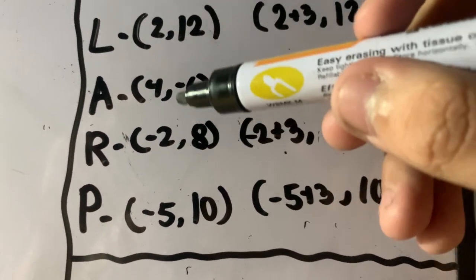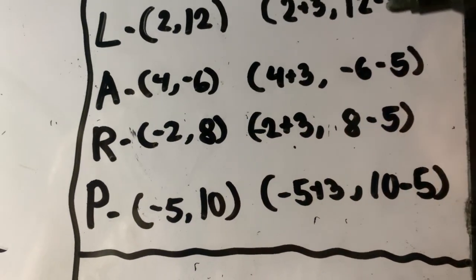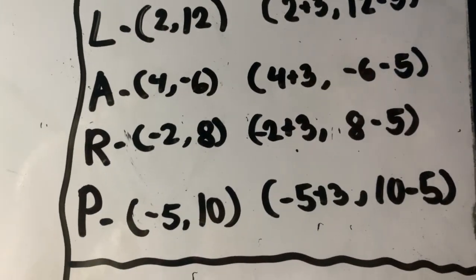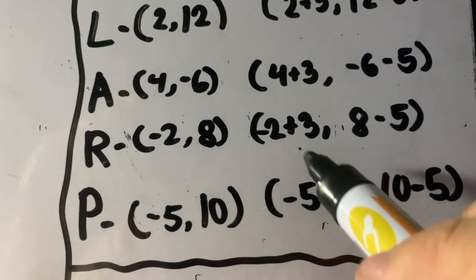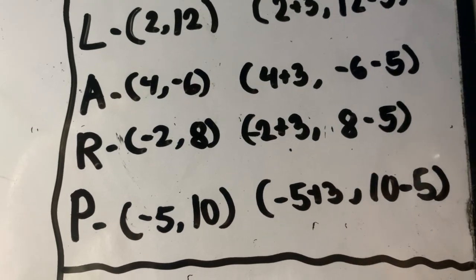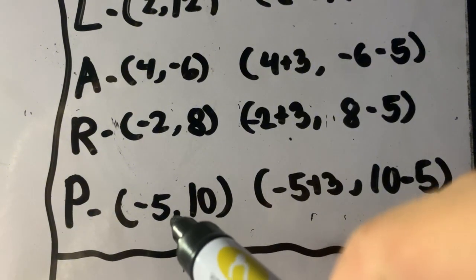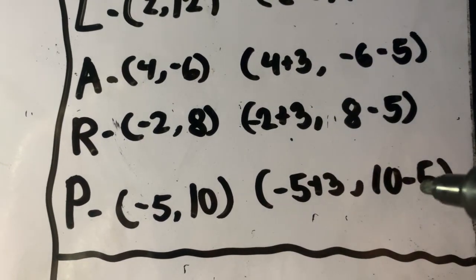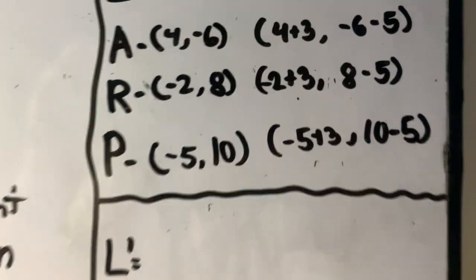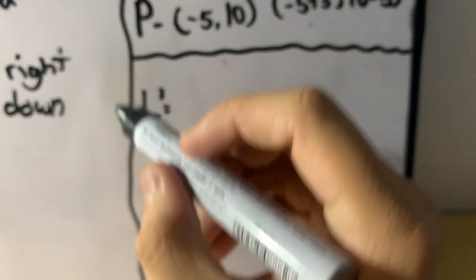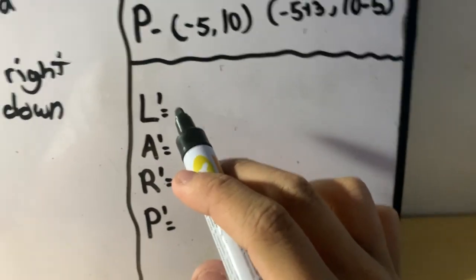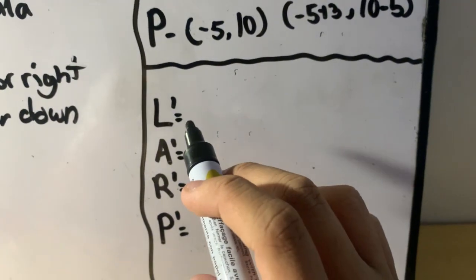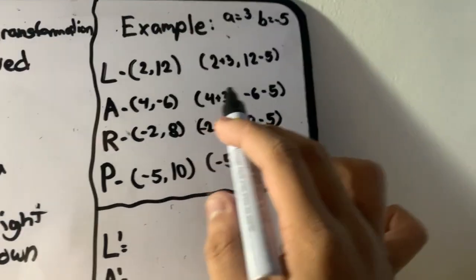So let's do the same here. 4 and negative 6: 4 plus 3, and negative 6 minus 5, because this is our given. R, negative 2 and 8, so negative 2 plus 3 and 8 minus 5. And last, negative 5 and 10, so negative 5 plus 3 and 10 minus 5. Next, what you're going to do is add the prime notations, because this will be important to know if they are different. So let's solve.